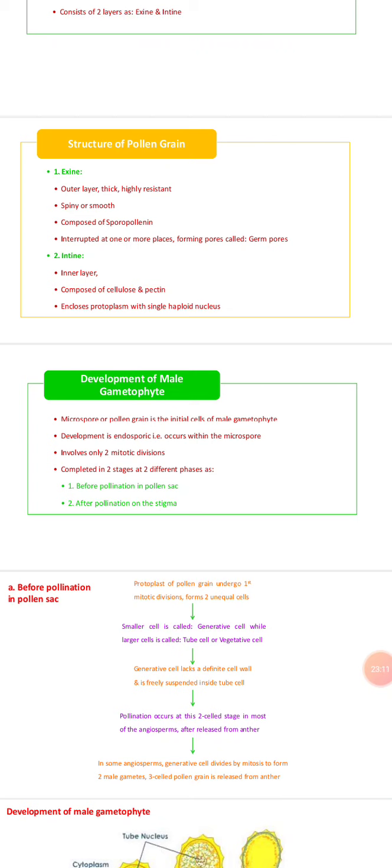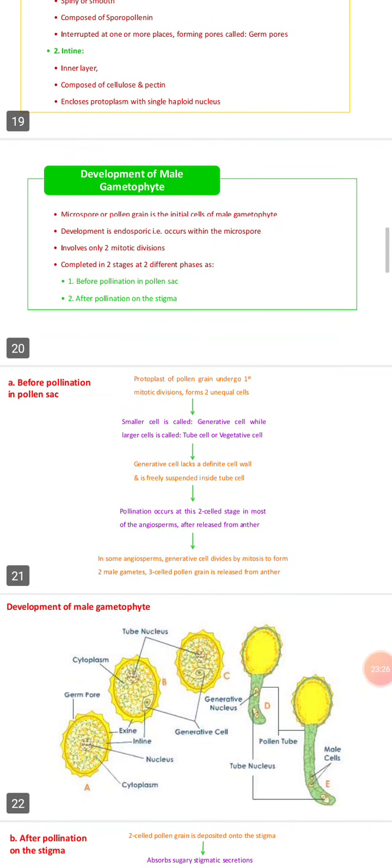The innermost layer of the pollen grain is the intine. The intine is composed of cellulose and pectin, and it encloses the protoplasm with the single haploid nucleus. Let us see the development of the male gametophyte.